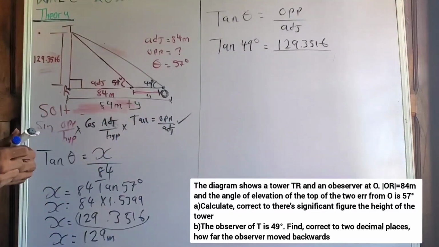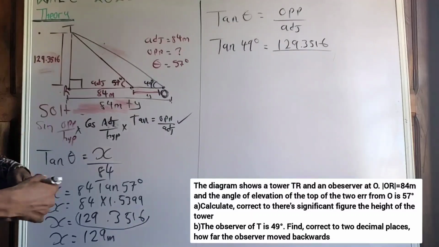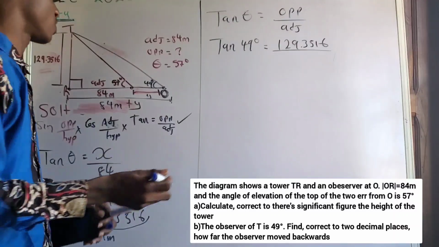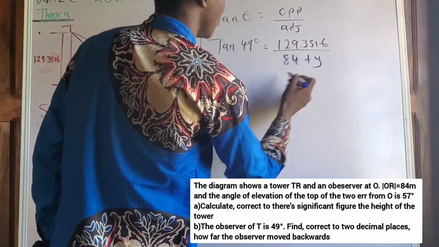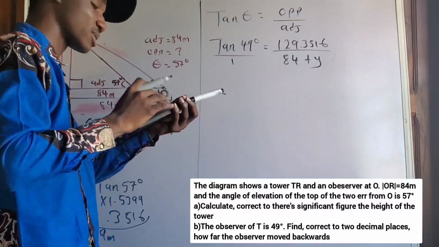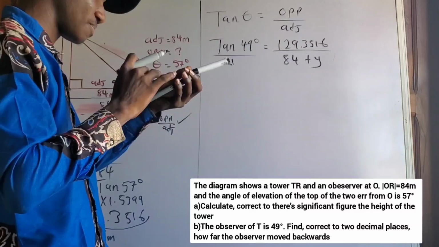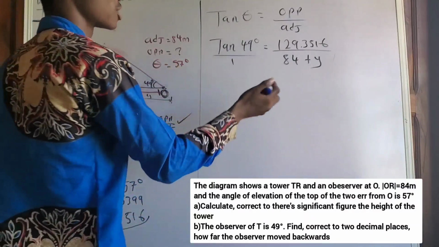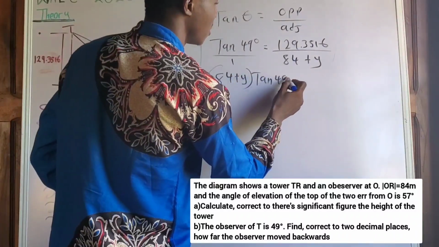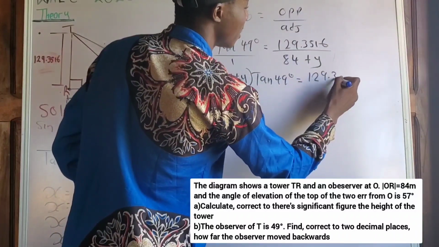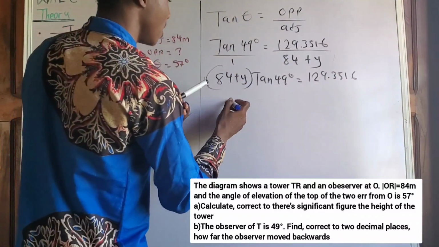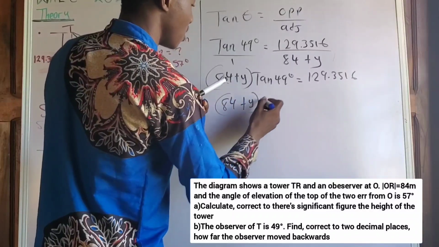Don't forget that the goal is to determine the value of y, as y is the distance between this place and this place, and that is what we are looking for. Do you get it? Okay, so for this I'm going to have all over 84 plus y. Now let us proceed. The next step is that you have to take the cross product, or let us first determine the value of tan 49 degrees. Take the cross product. I'm going to have 84 plus y multiplied by tan 49 degrees equals 129.3516. Okay, tan 49 degrees is what? 1.1504.